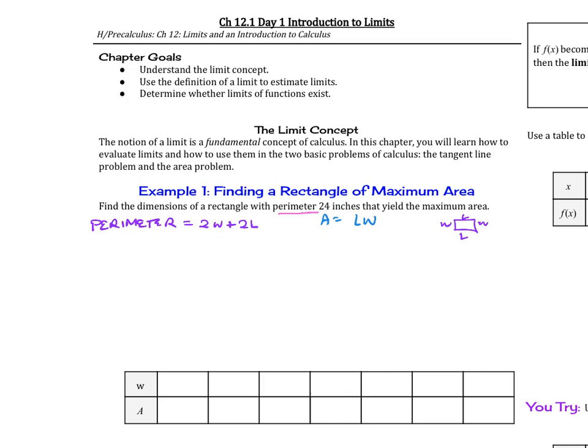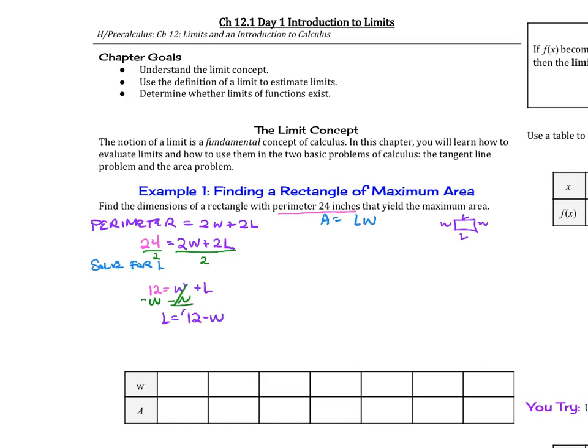So given the perimeter is 24 inches, let's fill that in. 24 equals 2 times the width plus 2 times the length. Now we have two variables here, so let's solve for one of them. I'm going to solve for L. To do that, first I'm going to divide both sides by 2. So now we're left with 12 equals W plus L. Then let's subtract W from both sides. So now we get that the length equals 12 minus W.